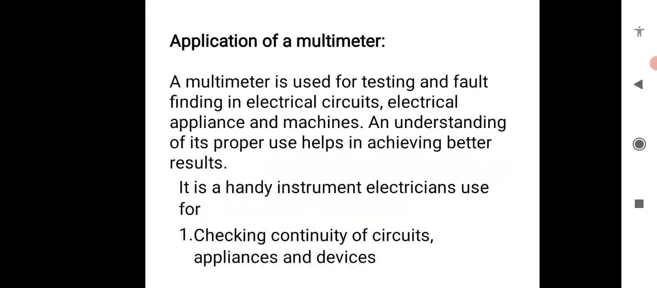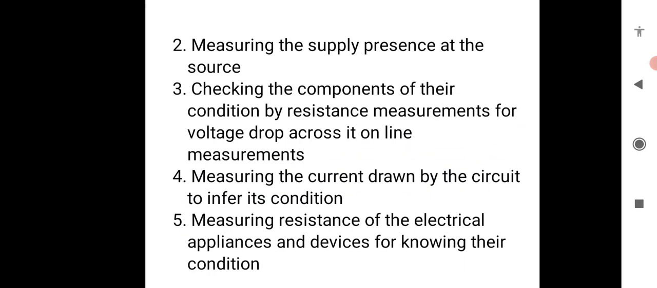Next is the application of the multimeter. The multimeter is used for various applications, like electrical circuits and electronic appliance machines, and it is a hardy instrument for measuring the presence of voltage at the source and voltage drop across the line, and also current in milliamps and amps, and in electrical appliances to know the resistance of the electrical circuits.